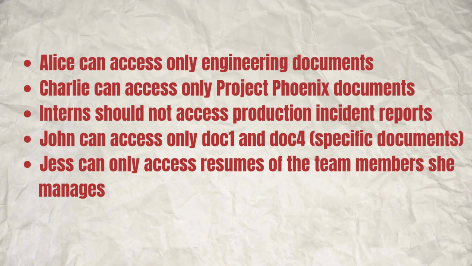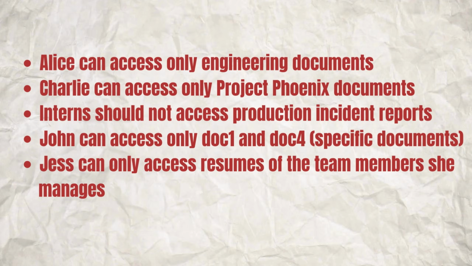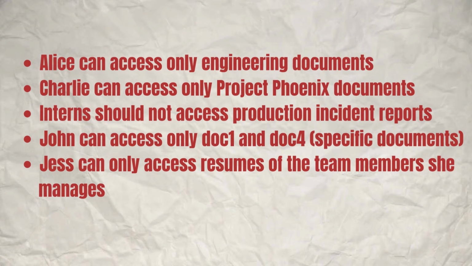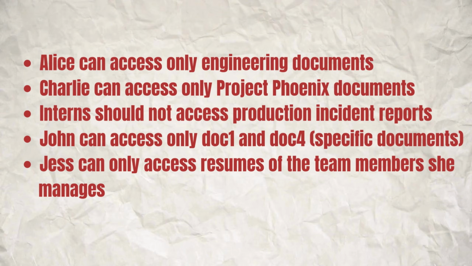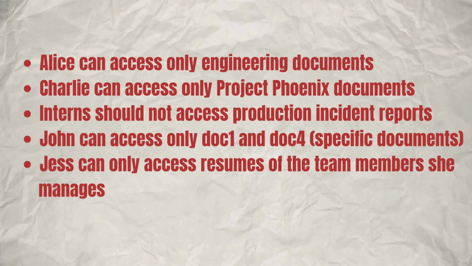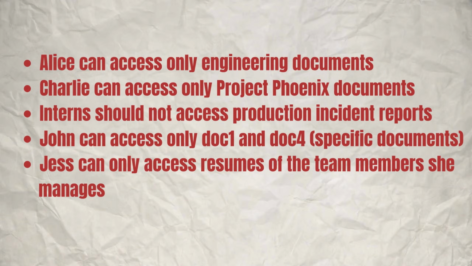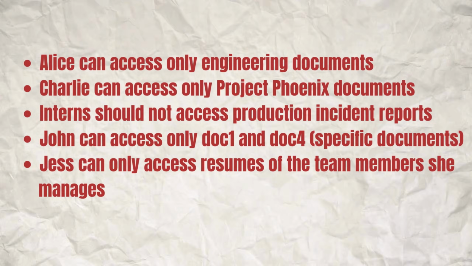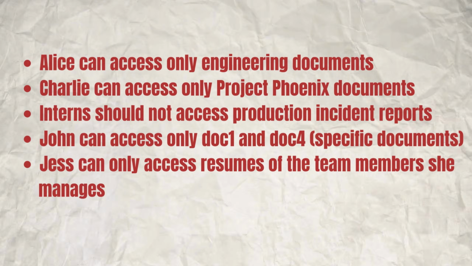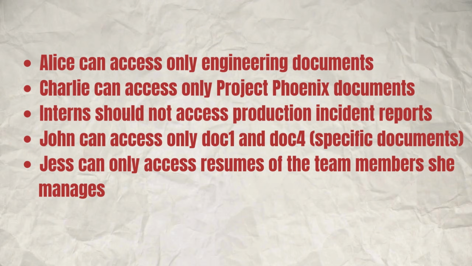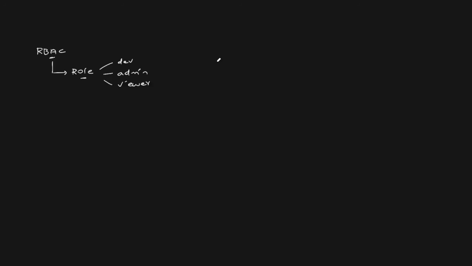For example, Alice can have access to only the engineering documents. Charlie can access only project XYZ documents. An intern should not access production incident reports. Or maybe John can access only document 1 and document 4. Basically, specific documents. Jess can only access the resumes of the team members she manages, so the relationship is between her and her team, which can even change dynamically. In this case, what you need is called ReBAC.